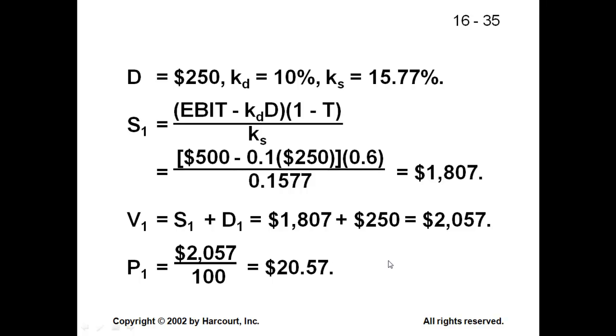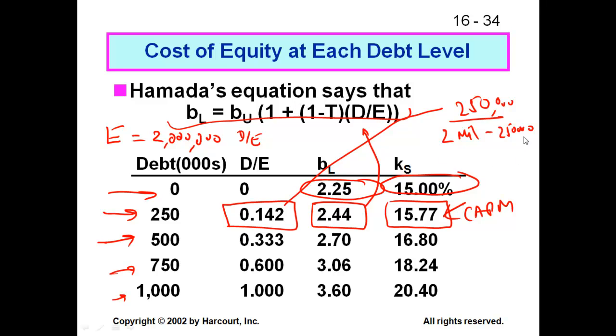Alright. So now let's look at the impact on the stock price. Okay, what do we have so far? We have the cost of equity at various levels of debt. Does it make sense that cost of equity is going up as the level of debt is going up? Yeah, the firm is becoming more risky, so the cost of equity is going up.